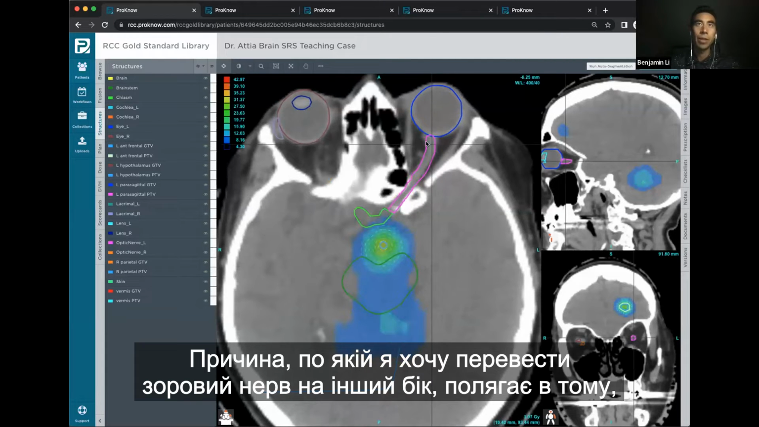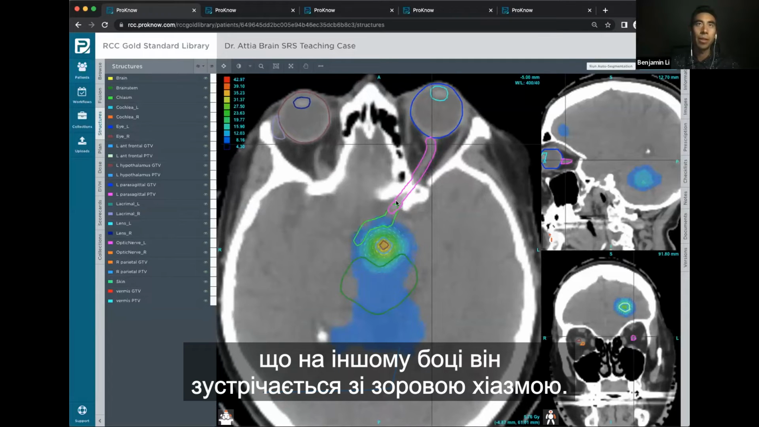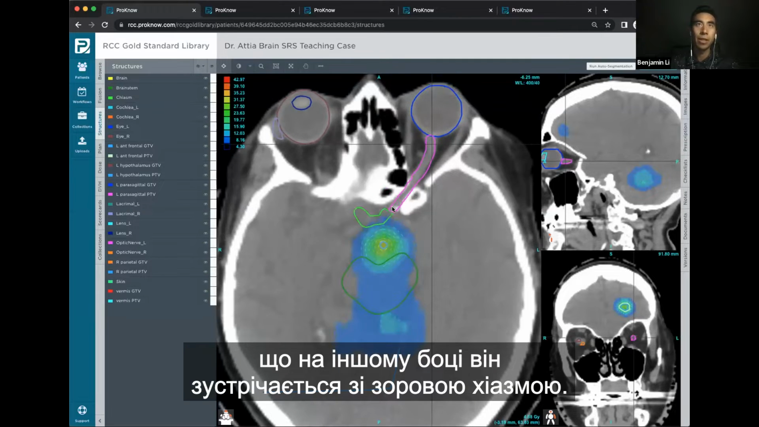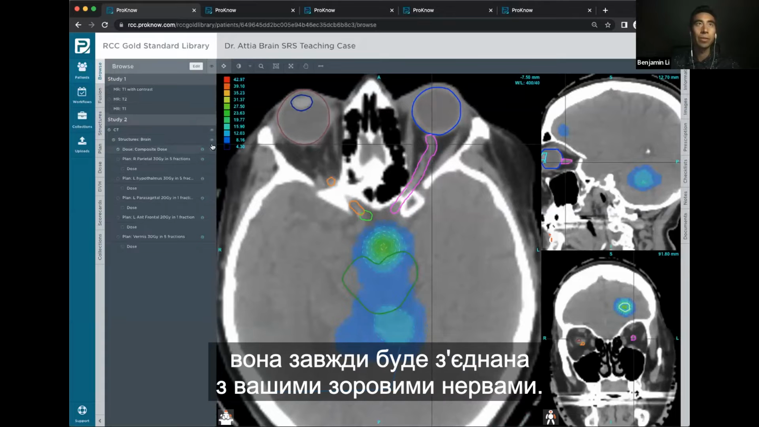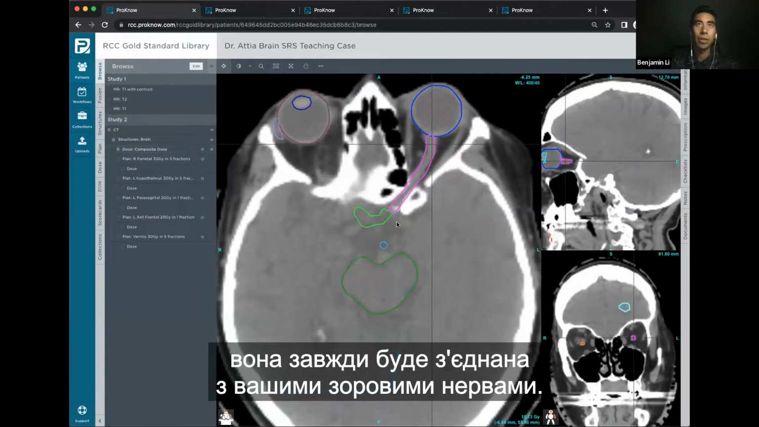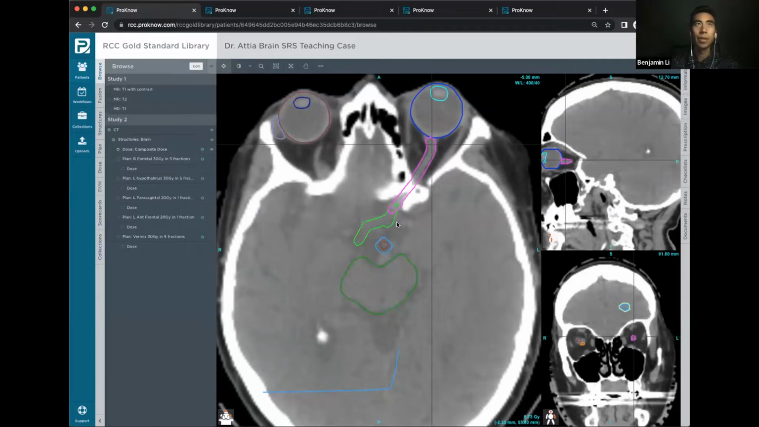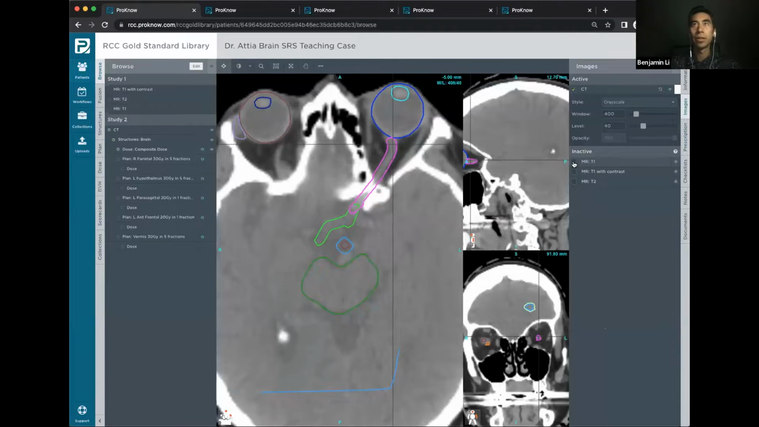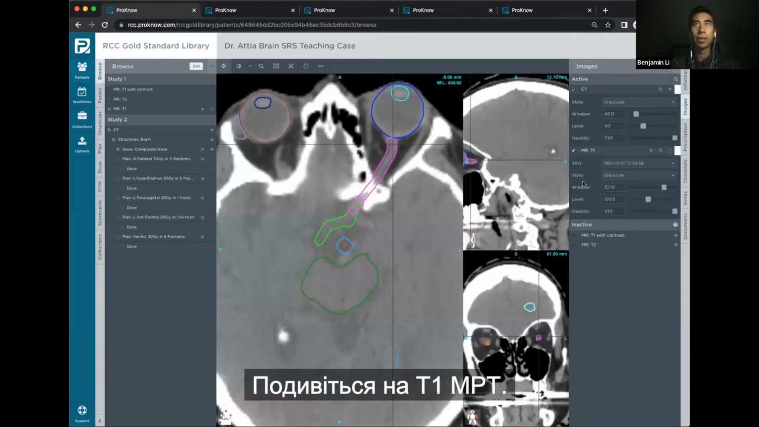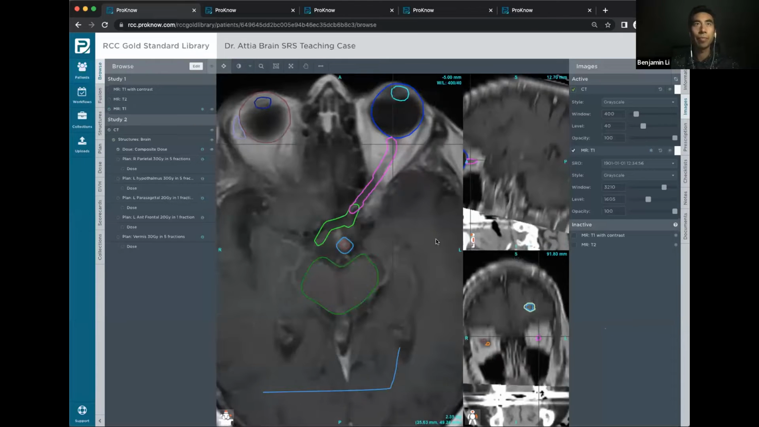The reason I want to get the optic nerve over to the other side is because on the other side is where it meets the optic chiasm. Even though on CT scan you can't really see the optic chiasm very well, it always is going to connect to your optic nerves. And let's verify. Look at T1 MRI.